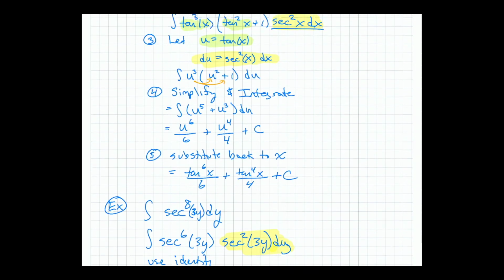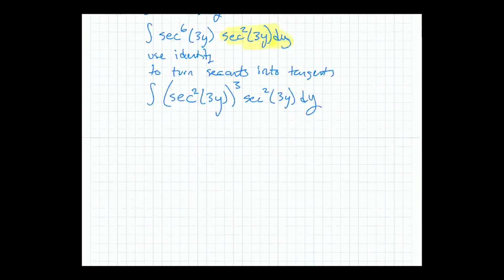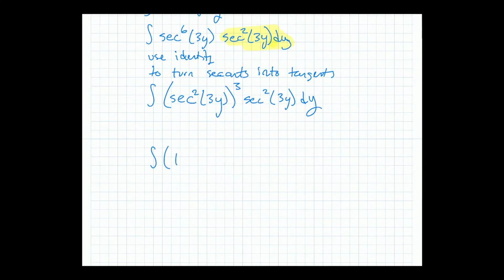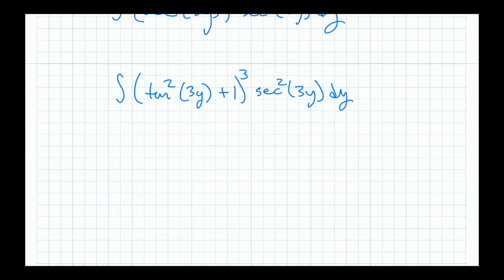So our identity is the same. Where's the identity? I'm scrolling up for it. So here's the identity: secant squared is tangent squared plus 1. So you rewrite this as tangent squared 3y plus 1 cubed, secant squared 3y dy. Now this is actually fine. The main problem here is, you'll see momentarily. So we're going to do our substitution, right? You do your substitution before you start multiplying stuff out, if you can. So let u equal tangent 3y.